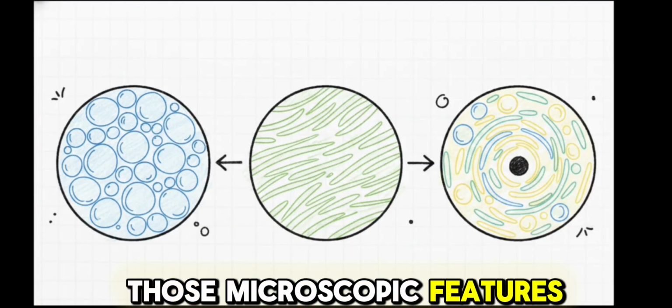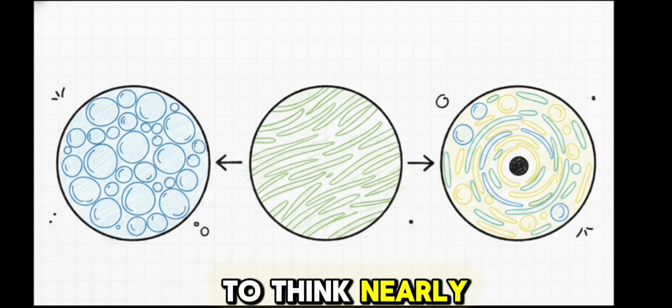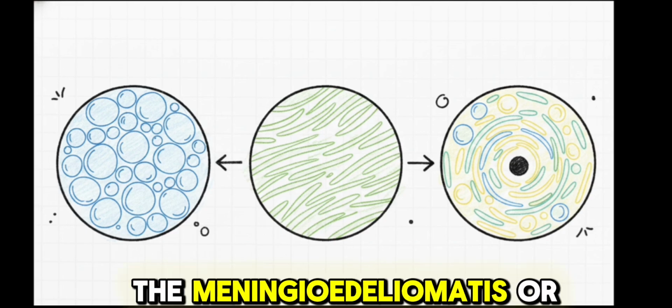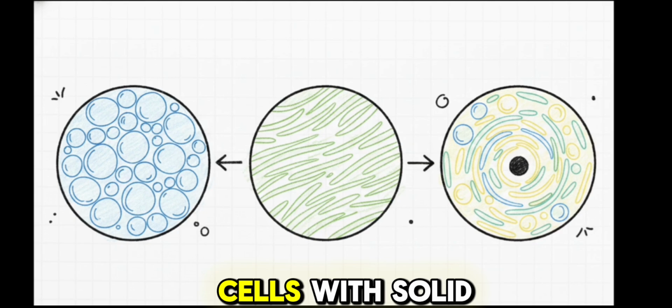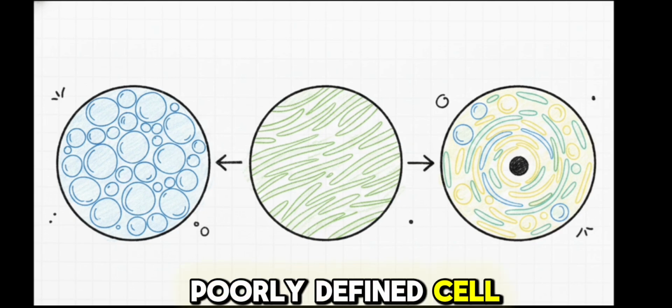Those microscopic features help define the 3 most common histologic subtypes, though it's crazy to think nearly 15 have actually been described. First up is the meningothelomatous, or syncytial subtype. This one resembles normal arachnoid cap cells, with solid masses, whorls of polygonal cells, and indistinct, poorly defined cell membranes.